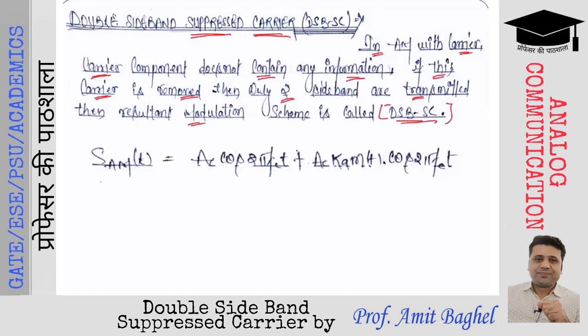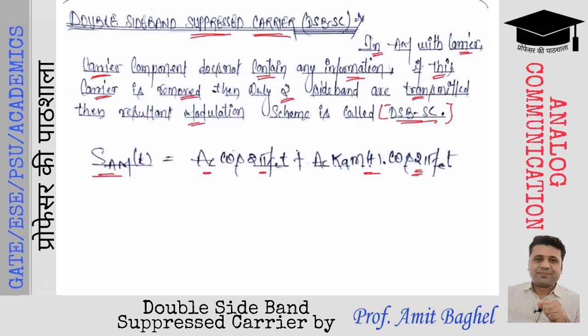We have seen this expression earlier as well. S of AM t is Ac cos 2 pi fc t plus Ac ka m(t) cos of 2 pi fc t. In this, we have a carrier component which is Ac cos 2 pi fc t, and we have sideband components which is m(t) into cos 2 pi fc t. So the engineers thought, why are we transmitting the carrier? There is no use of it since it does not contain any message, any information in it.